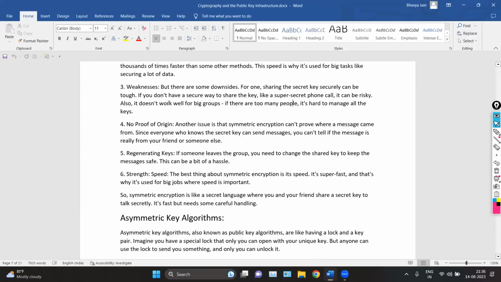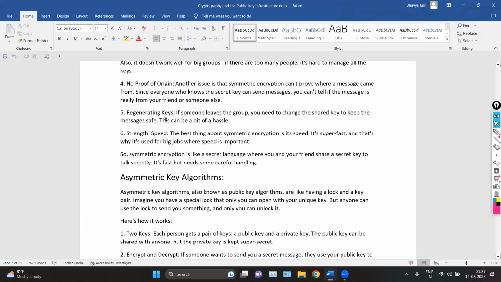And second, if you have big groups with too many people, it's hard to manage all the keys. No proof of origin. Another issue is non-repudiation. You cannot ensure non-repudiation here. Non-repudiation is ensuring that the sender really sends the message. So you cannot perform digital signatures or non-repudiation with the help of symmetric. Digital signatures can only be ensured using asymmetric key algorithms.